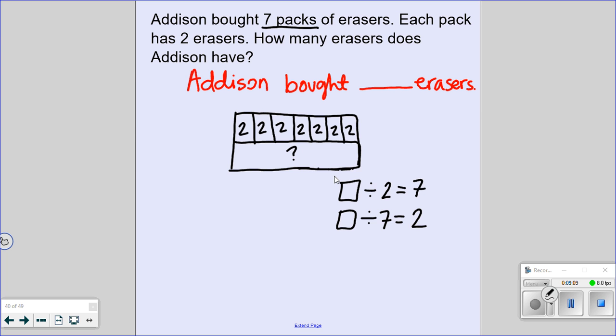Addison, can you give me another equation? Two times 7 equals blank. Archer, can you give me another equation? 7 times 2 equals blank. Whoa. That is a lot of equations.